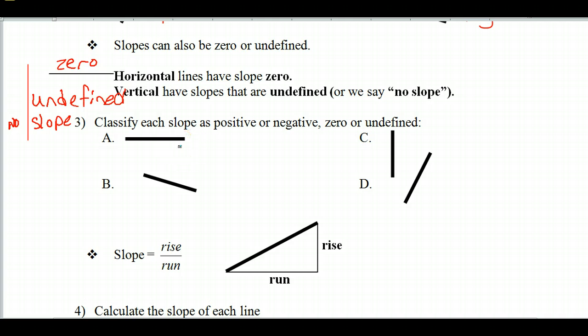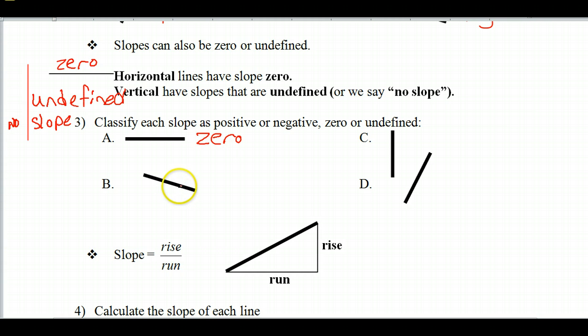Okay. Classify each slope as positive, negative, 0, or undefined. All right, so what about A? We'll go back to trying it verbally again, but I need everybody to respond. So look at A: positive, negative, 0, or undefined? 0. A has slope 0. It's horizontal, which means it has slope 0.